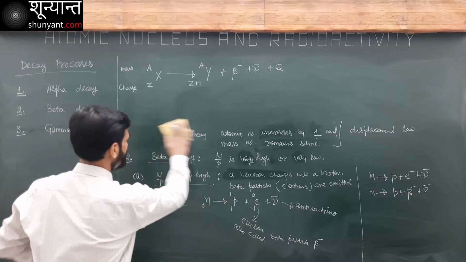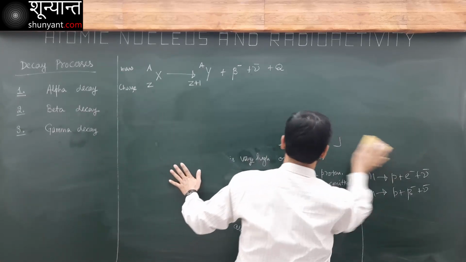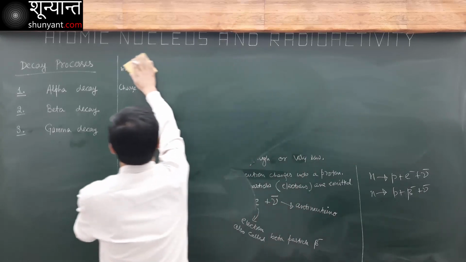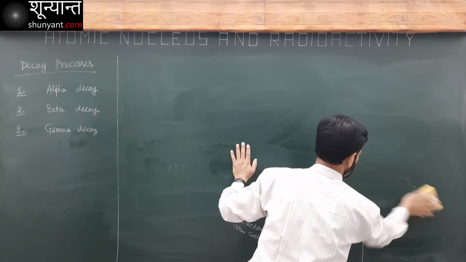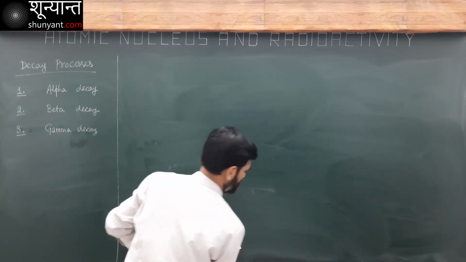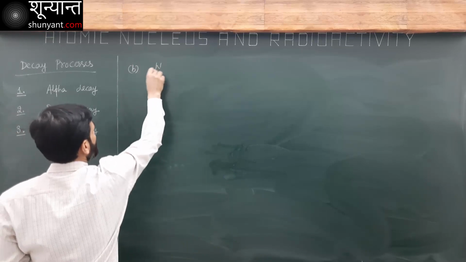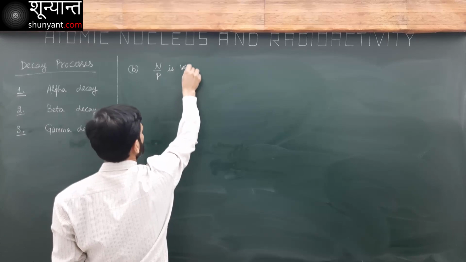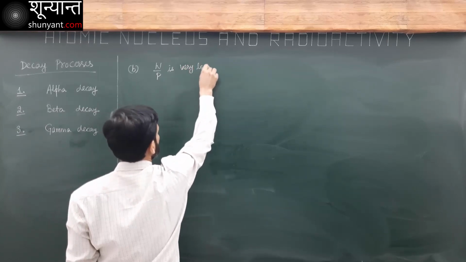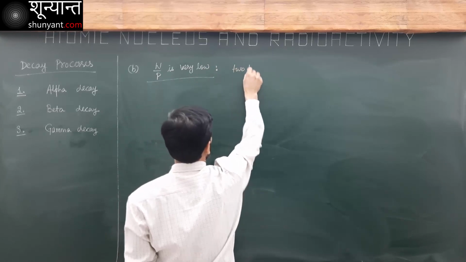Now the second one is positive, when it is too low. Let's look at the second case. Now second case, N over P is very low. Two processes happen.